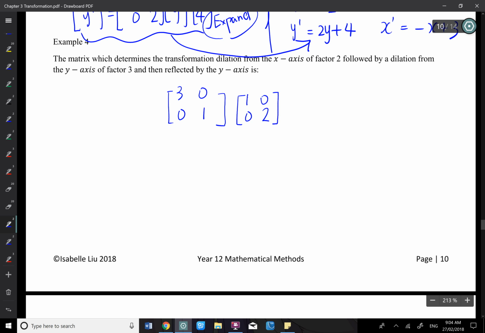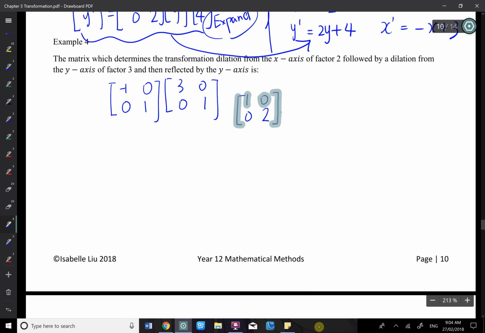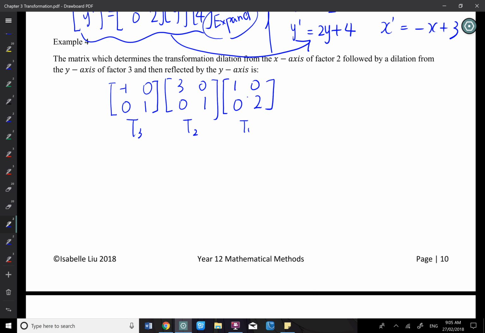And then reflect by the y-axis is changing the x. It's not on the same line, so annoying. 1, 0, 0, 2. Okay, so now that's in the line. That's how we should write the order. So that's my first transformation, that's my second transformation, and that's my third transformation. It must happen within this order.